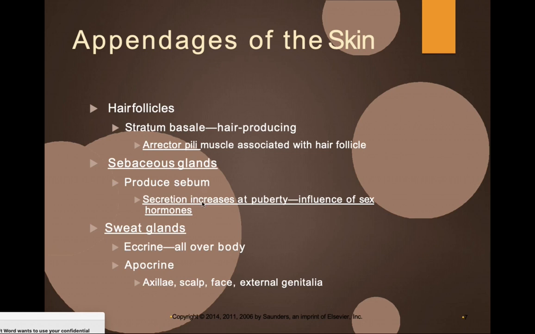And then we showed you earlier the oil gland, which is the sebaceous gland that produces sebum. The secretion of sebum, or these oils, tends to increase at the time of puberty due to the influence of the sex hormones during that time.